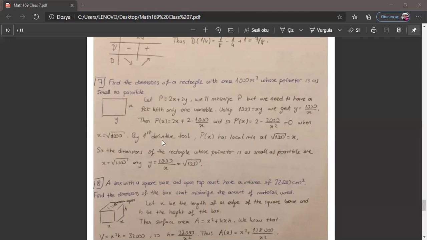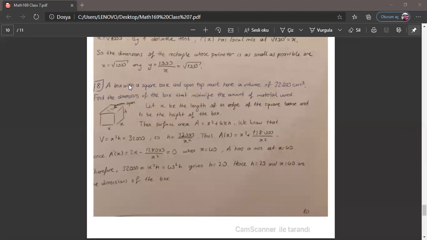So we found the root of the function. At this point, it has a local minimum. Now, what about the other dimension? This and this are the two dimensions of the rectangle. So we know y equals 1000 over x and x equals this. So you get that. These are the dimensions of such a rectangle.